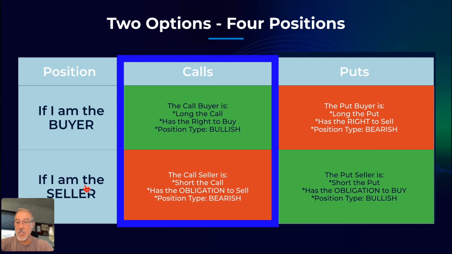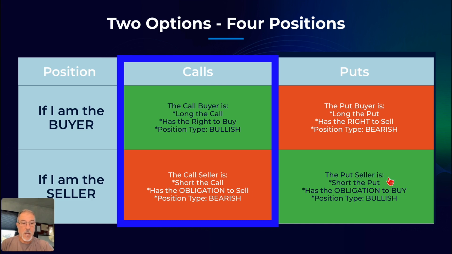Now, I can be the seller of a call. That is a bearish position. If I'm selling a call, I have an opinion that the market, meaning whatever stock I sold the call against, is not going to go higher than the strike price of that call. In other words, it's bearish. It could also be considered neutral if I'm selling that call above the current price.